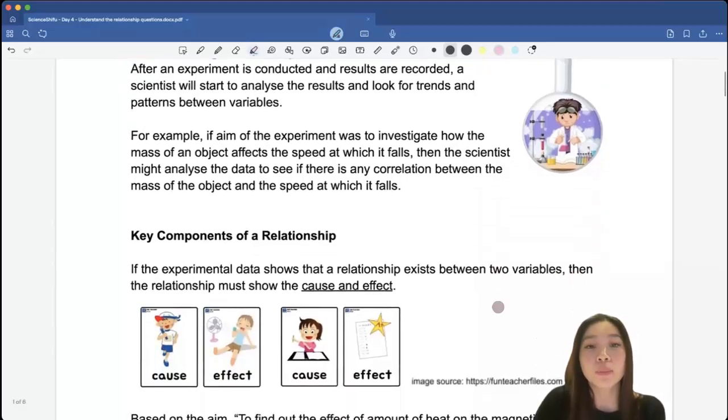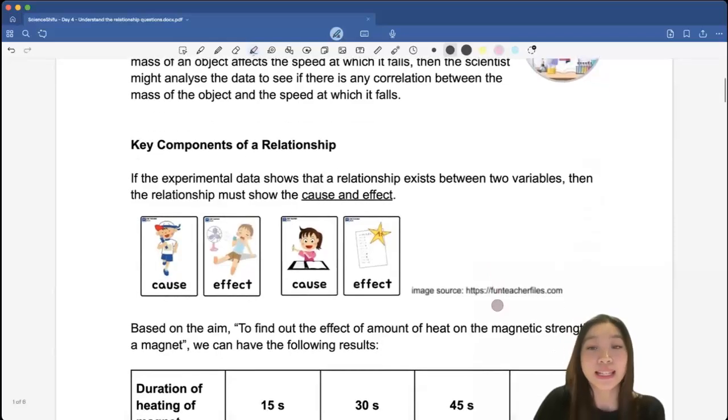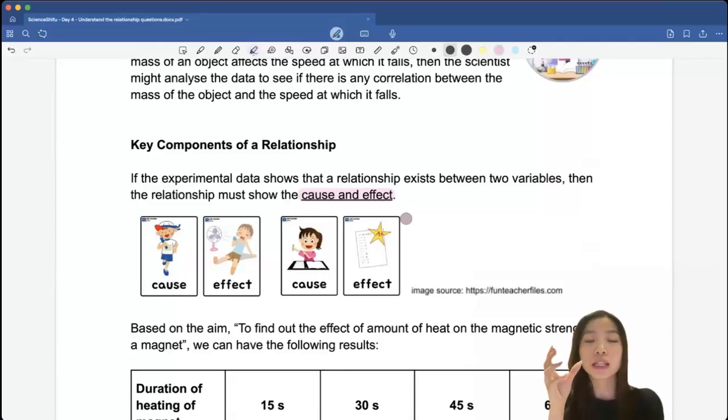When we are talking about a relationship that exists between two variables, the relationship must show a cause and effect. What do we mean by cause and effect? The cause refers to the change variable, whereas the effect represents the measured variable, which are very commonly used terms in science that students should be very familiar with already.